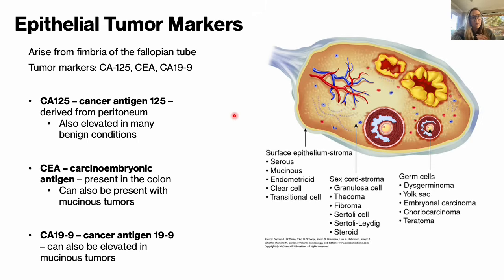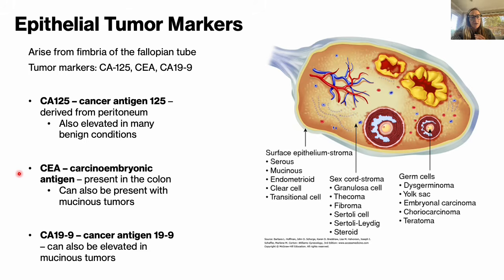Okay, so we mentioned the tumor markers earlier. Epithelial tumor markers: CA125, so it's cancer antigen 125. This is derived from the peritoneum, and so this can be elevated in any conditions that irritate or inflame the peritoneum. It can even be elevated in some lung pathologies as well.